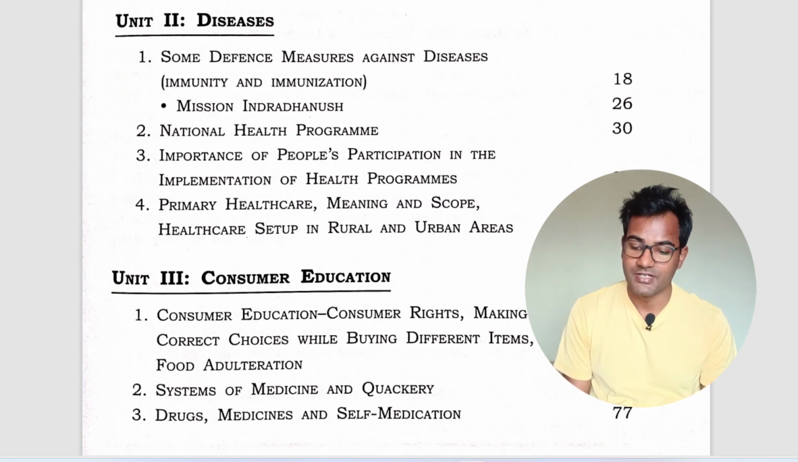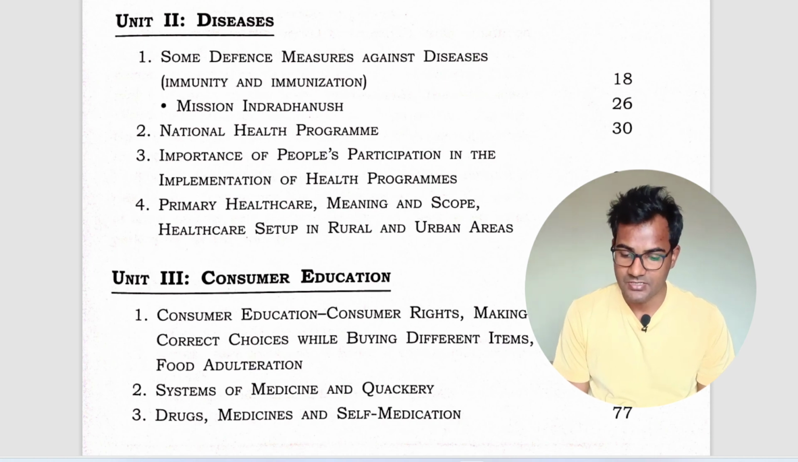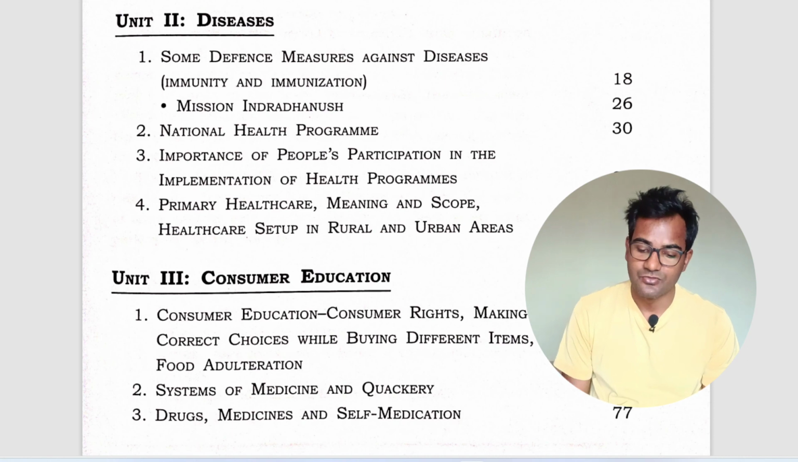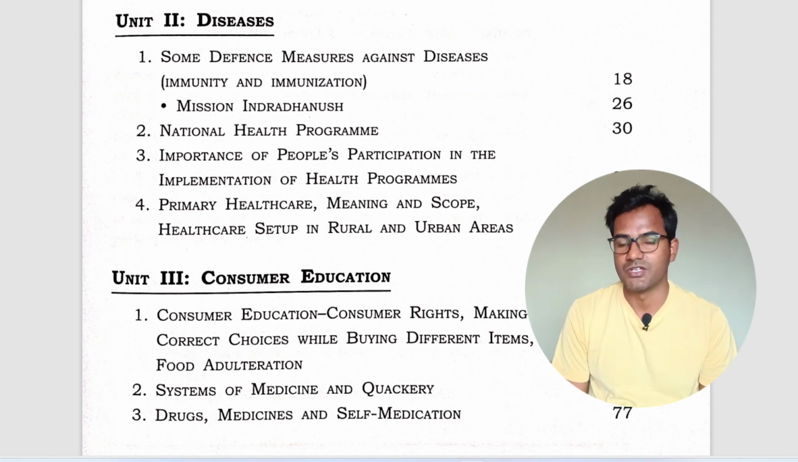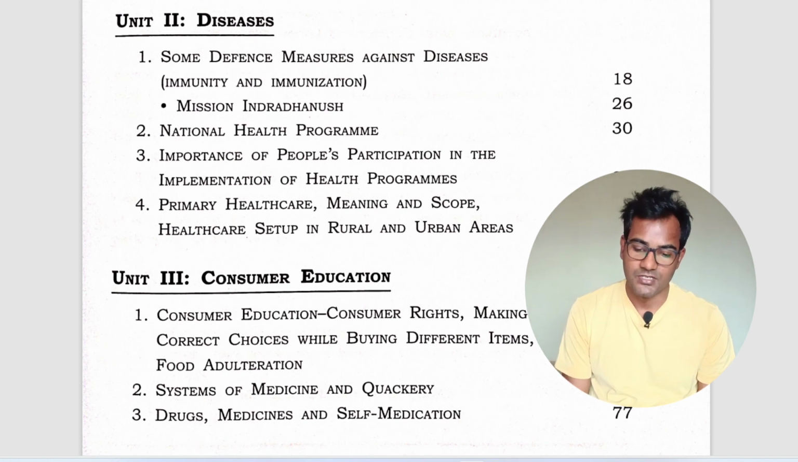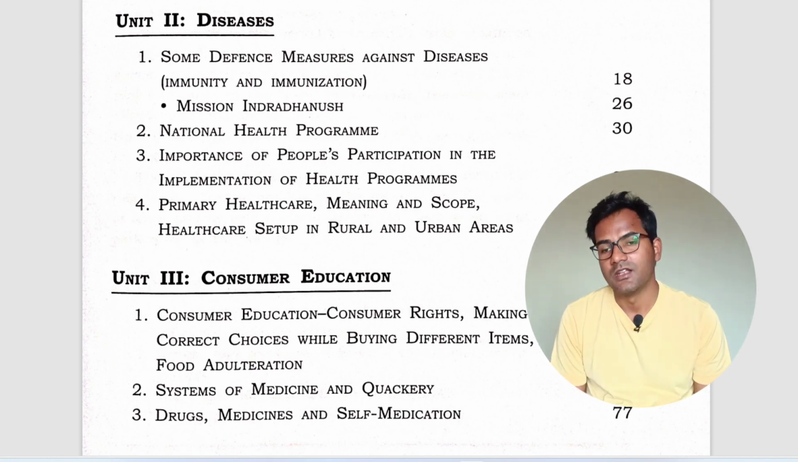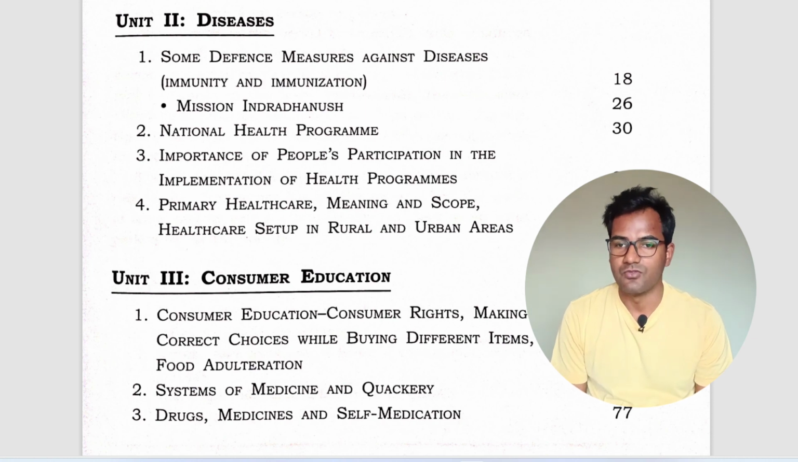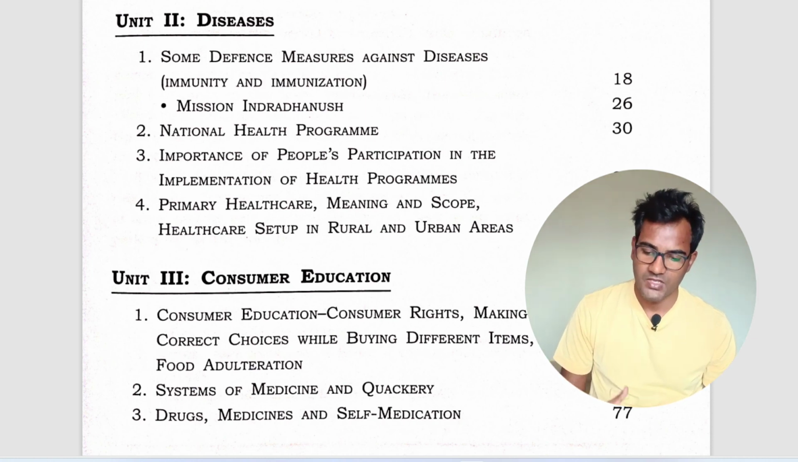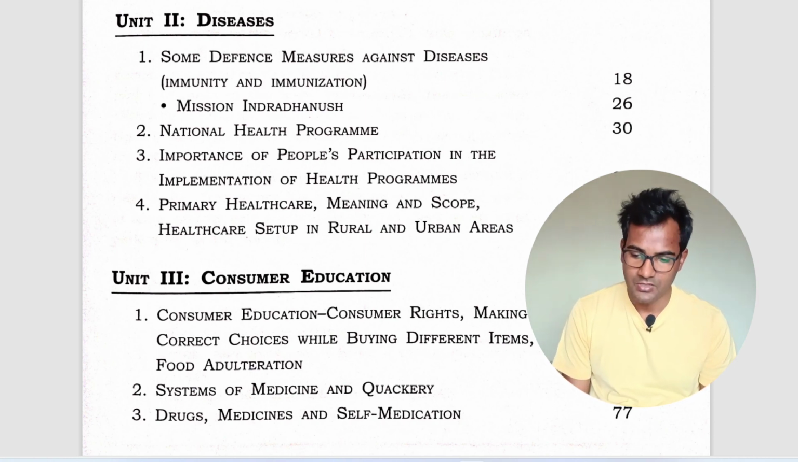Then the last chapter, chapter 4, will be about primary health centers: meaning and scope, healthcare setup in rural and urban areas. So we shall discuss in detail about the PHCs, what the meaning is, what the scope is, and how healthcare centers function in rural and urban areas. So that also we should look into.